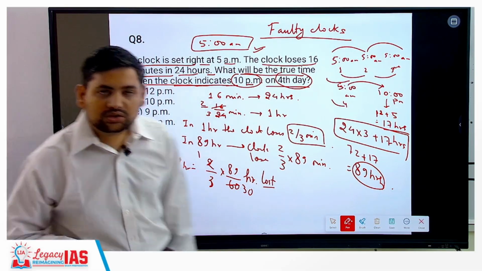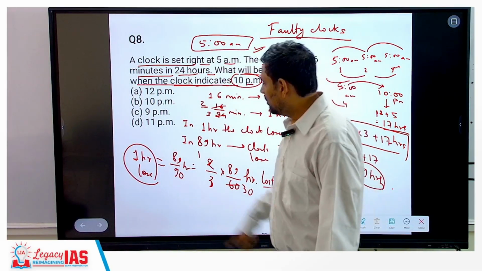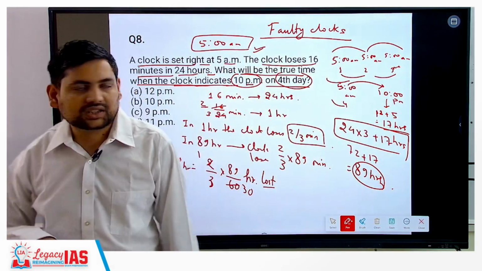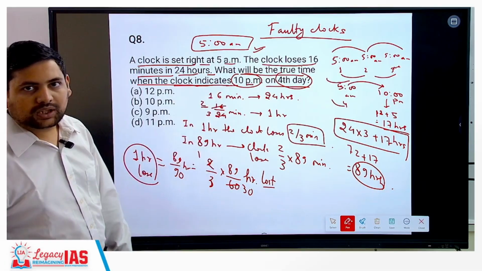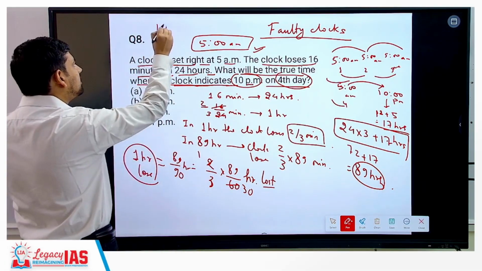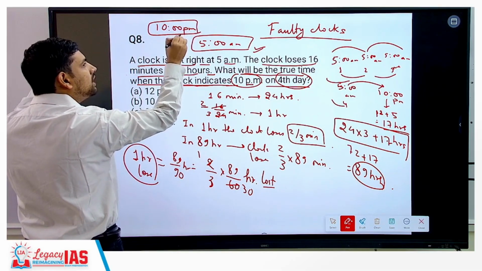The clock would lose this much. As it says, the clock loses 16 minutes in 24 hours. So 1 hour it must have lost by this time. Now it asks what will be the true time when the clock is indicating 10 p.m. So the clock is saying that it is 10 p.m. But the clock by now would have lost 1 hour.